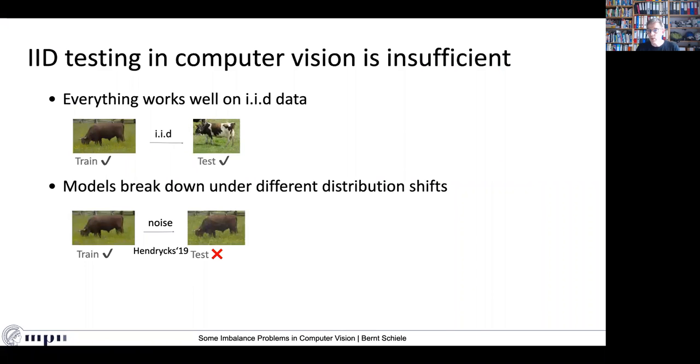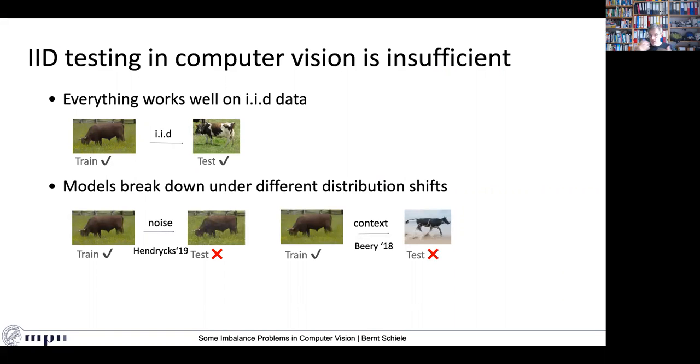However, if you start going out of the distribution that we had during training and test, for example by adding noise or changing the context information, we often get very bad test results. That again is an imbalance problem in my view, because during training and test I have a certain amount of data, and certain data is present only to a small degree, so it doesn't really show up in the statistics.